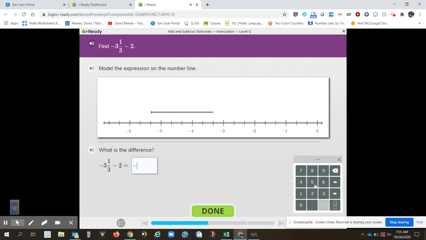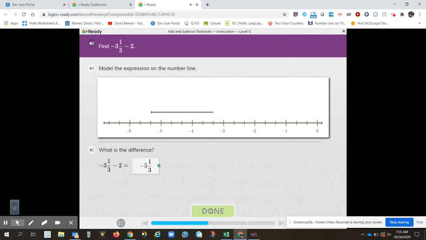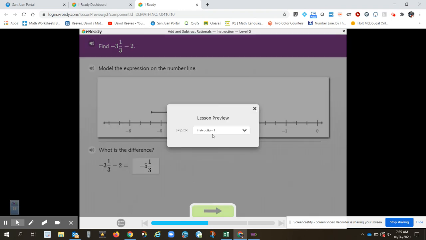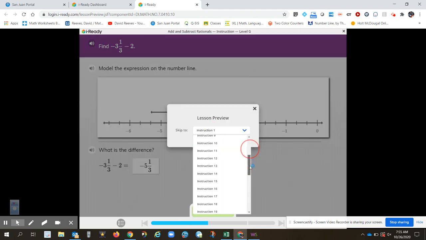All right. So what is the difference? Again, the answer is -5. Then I'm going to go for my mixed number with 1 on the top and 3 on the bottom. Okay. All right. See how that works? All right. So let's go ahead and go to a little bit further down.